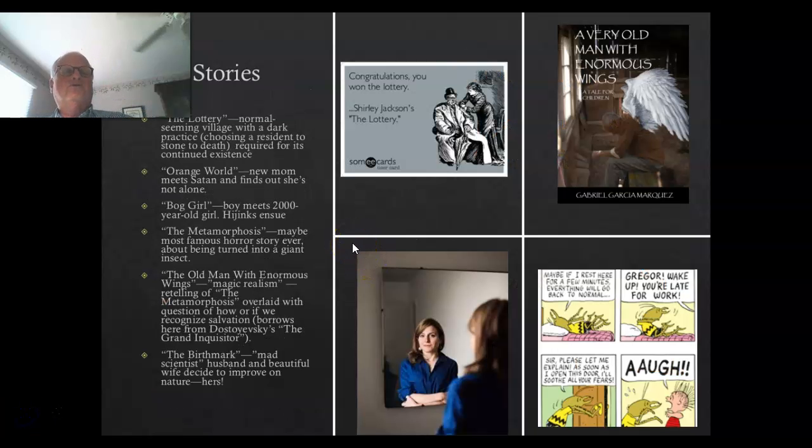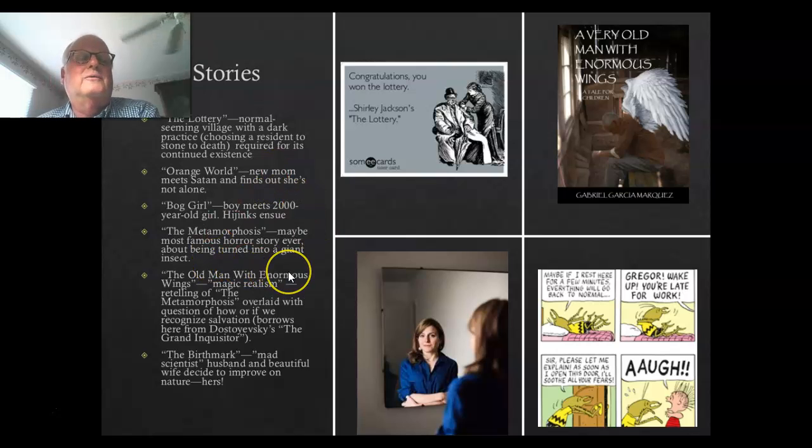As I said, we have 6 stories. This is not in the order that we're reading them, but they're kind of in the order that I'm thinking about them. The Lottery is one of my favorites, and that's one that we're actually going to be reading first.